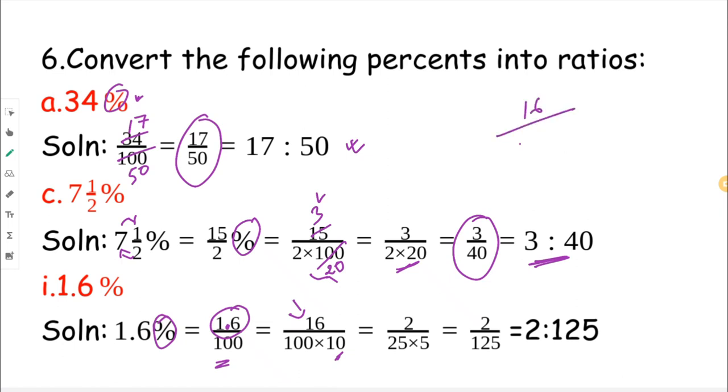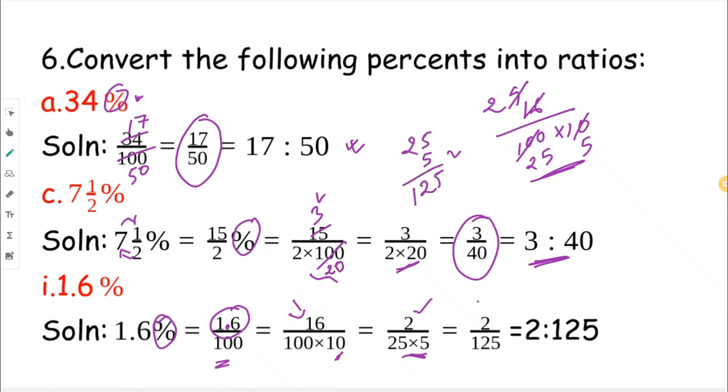16 by 100 into 10, right? Let's divide by 4. Then 4 4s are 16, 4 25s are 100, right? Then 2 2s are 4, then 2 5s are 10, which means in the numerator I'll have 4, and the denominator 25 into 5. So if I multiply 25 into 5, then 5 5s are 25, 5 2s are 10, 11, 12, right? I'm going to have 4 by 125, which can be written as a ratio 4 is to 125.